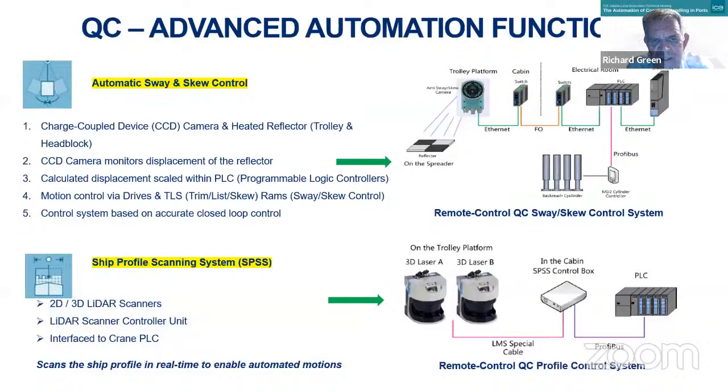Ship profile scanning system. We have 2D and 3D LiDAR scanners. This gives a visual indication of the terrain over which the container has to maneuver, how the containers are stacked on the ship, so it avoids hitting the containers. So we have laser A and laser B, cabin control box, PLC. So how all that works, don't ask me.